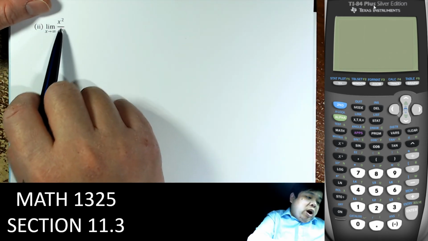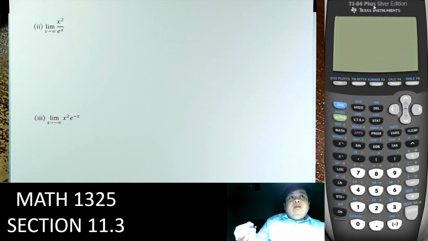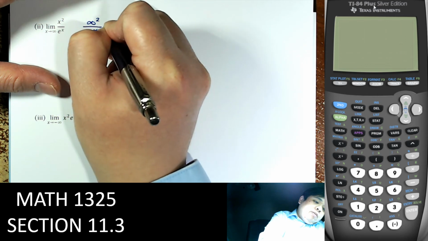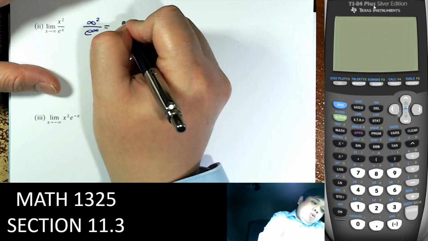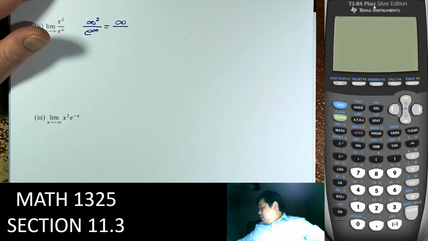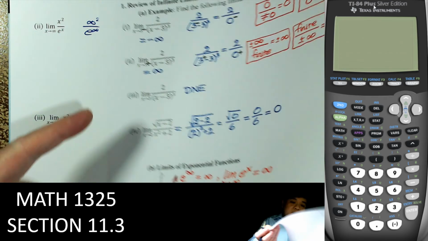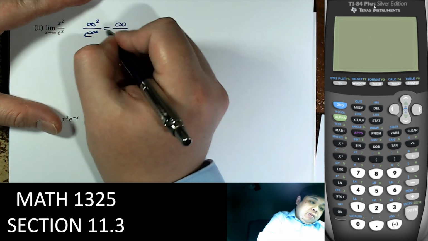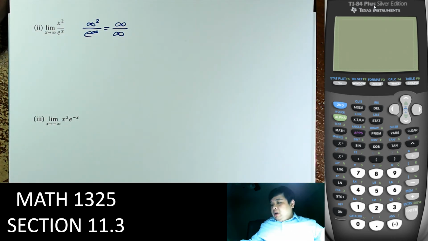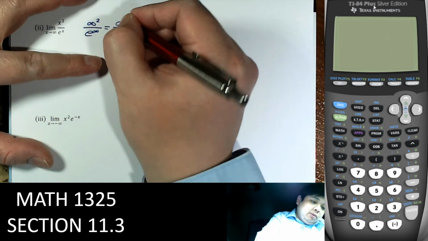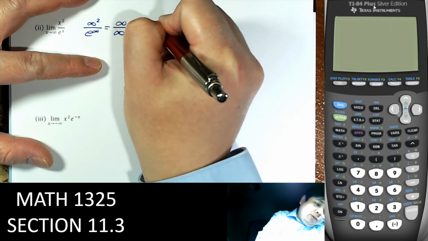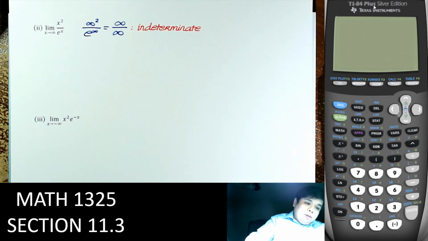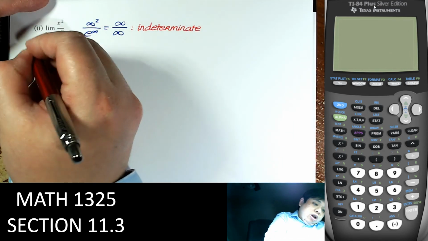Now, limit of x squared over e to the x as x goes to infinity. First thing, of course, put in the limit, see what happens. Infinity squared over e to infinity. Infinity squared is still infinity, and e to infinity, we have that on the first page of this section, e to the x goes to infinity as x goes to infinity. So we have infinity over infinity, indeterminate. So that means we use the L'Hopital rule.